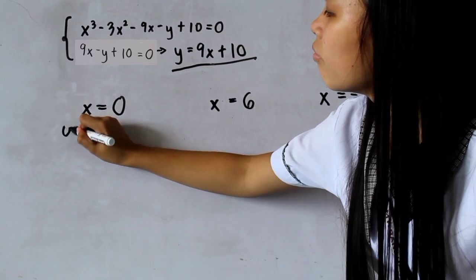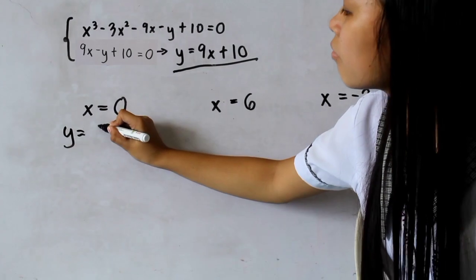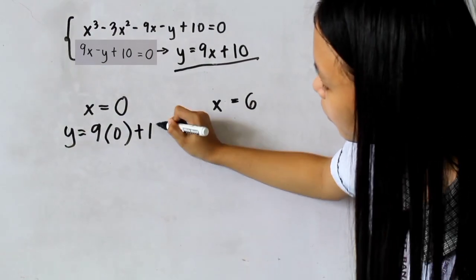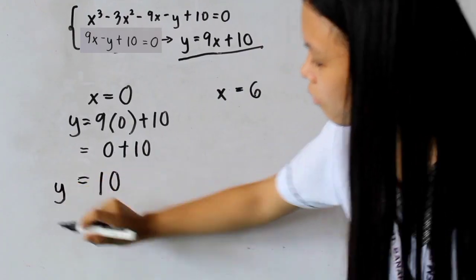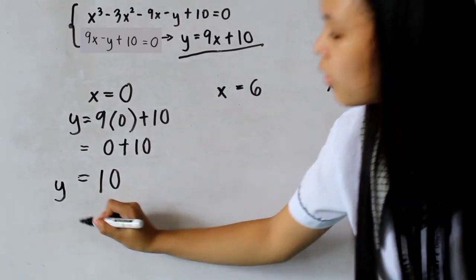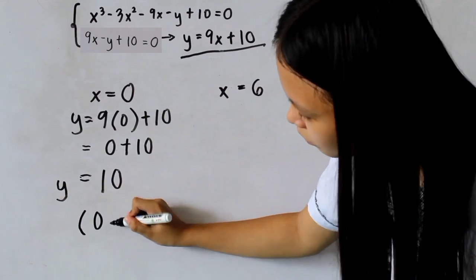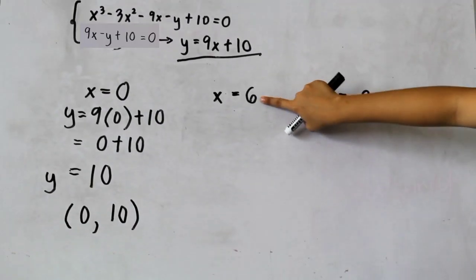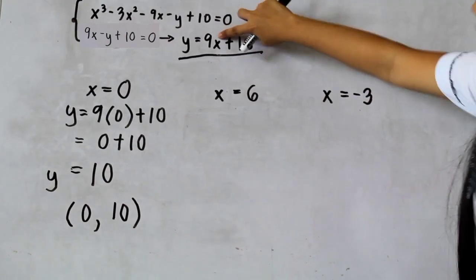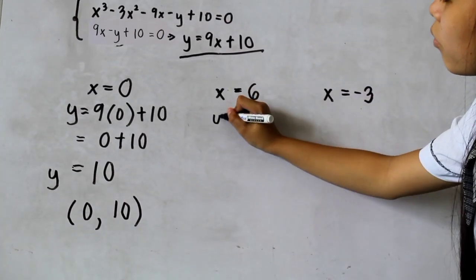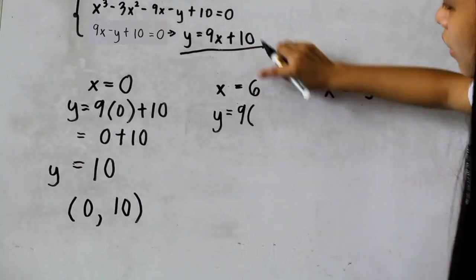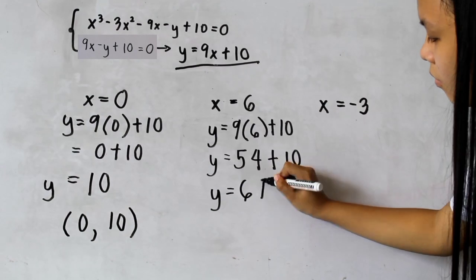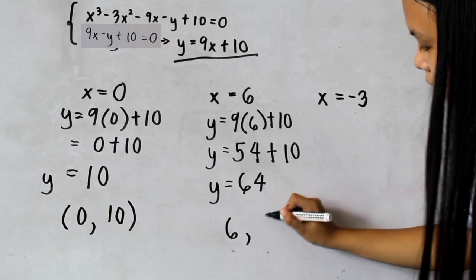Let's find the value of y if x is equal to 0. Substitute 0 to x. We can see that y is equal to 10. If x is 0, y is 10. Now, let's find the y value if x is equal to 6. Substitute 6 in every x. After calculating, we can get the y value, which is 64. X is 6, y is 64.